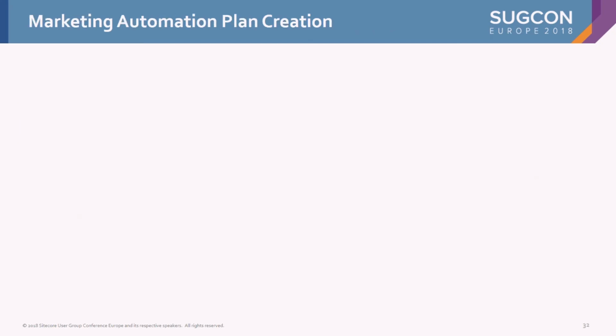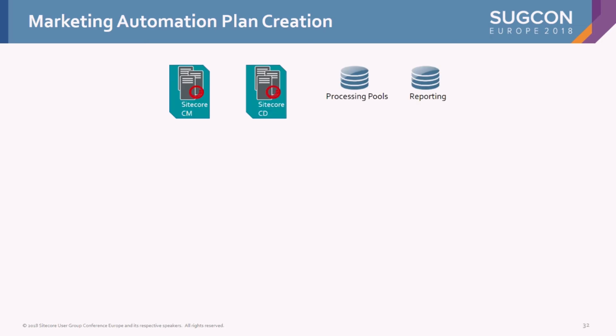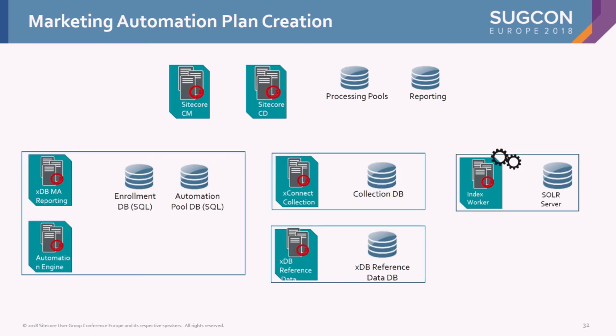All right, so what happens when a marketing automation plan is created? The first thing is that Sitecore is going to trigger the marketing automation operation web API. That's going to build the XGP reference data server to store the plan definition and activities inside the XGP reference database.